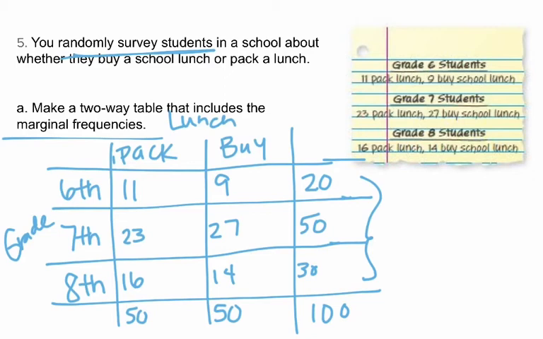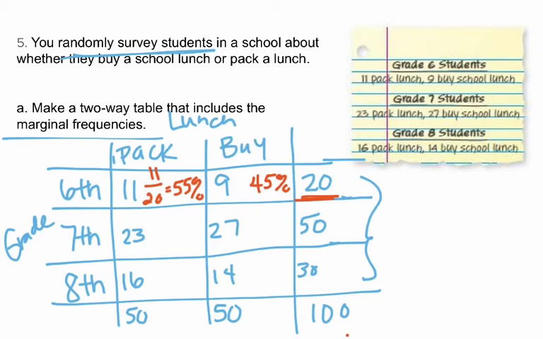So how many pack a lunch? Well, 11 6th graders out of how many total? 20. That's why we calculated those marginal frequencies. Well, 11 over 20 is 55%. Now that would leave 9 over 20 to be 45%, right? Because it's got to be 100% going across grade levels. But if you calculate 9 divided by 20, you would get 45%. So either way you want to think about it, go ahead.